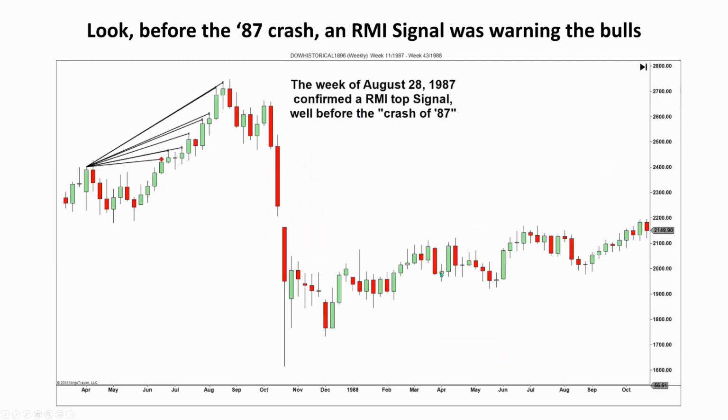Look, before the 87 crash, a Rhodes Momentum Indicator signal was warning the bulls. I didn't draw these lines in, folks. These lines take my pattern, take my rules inside NinjaTrader. It's a custom indicator that I've built, and it just simply begins drawing those lines.